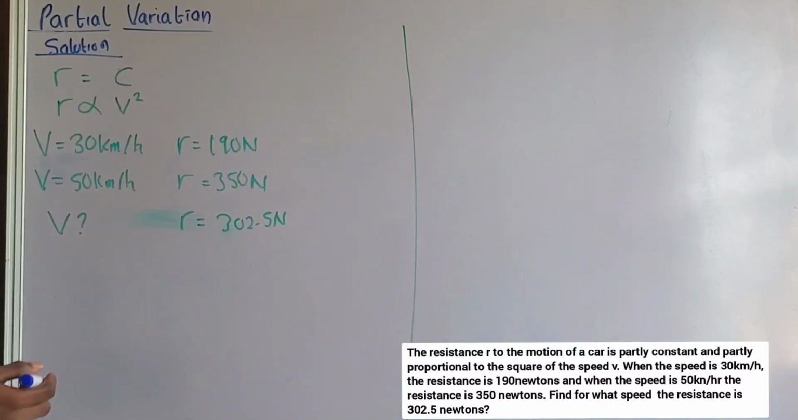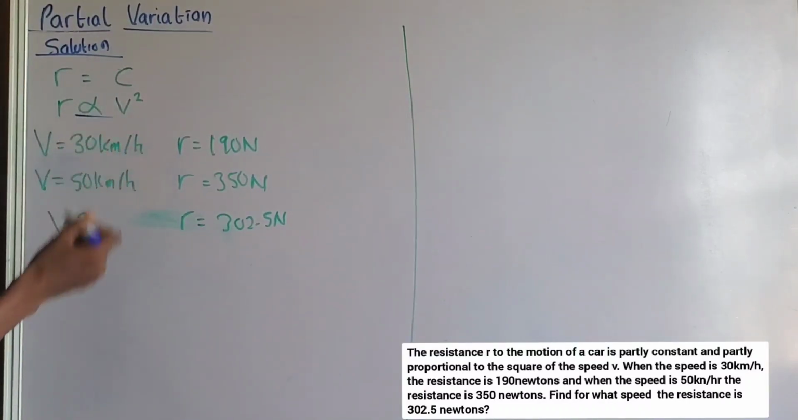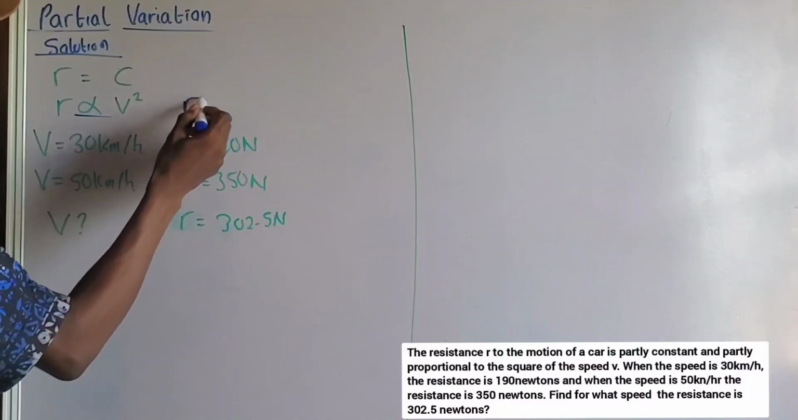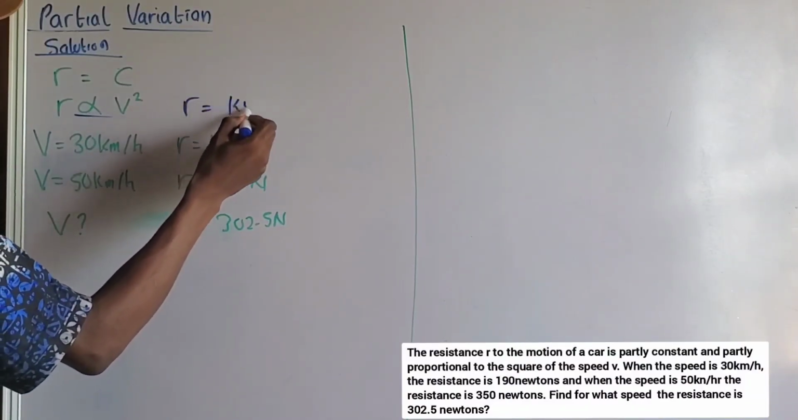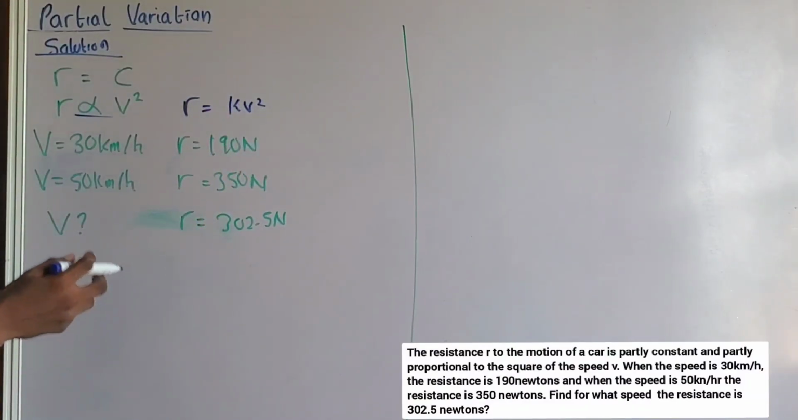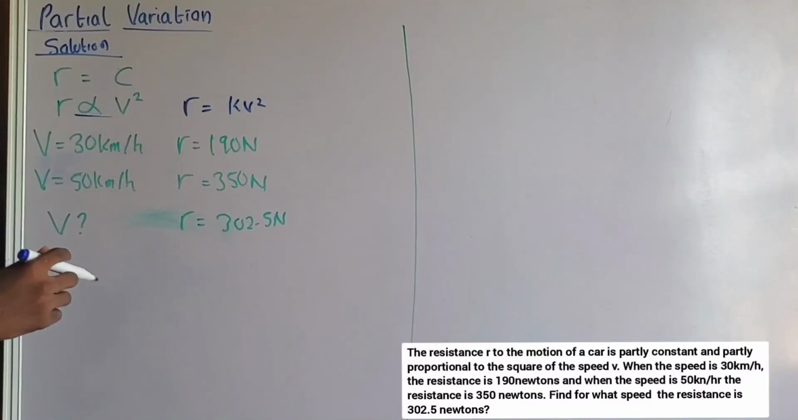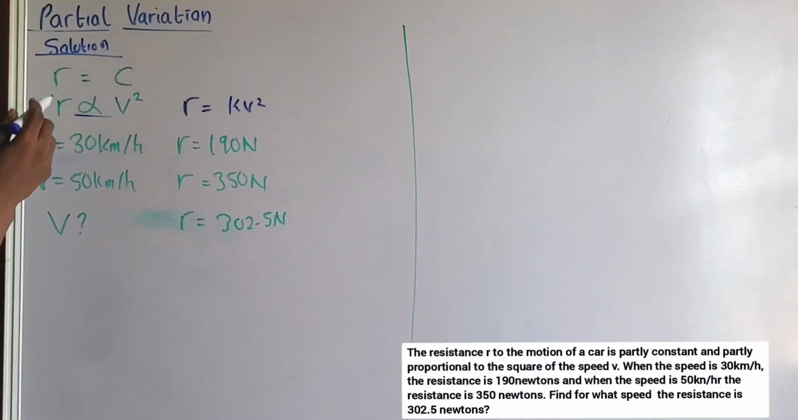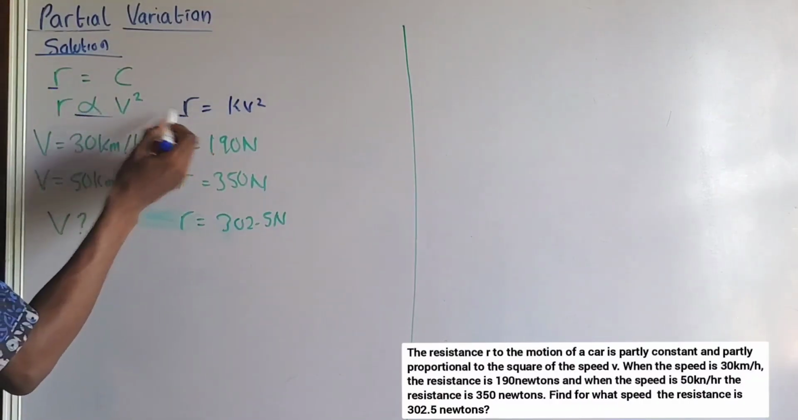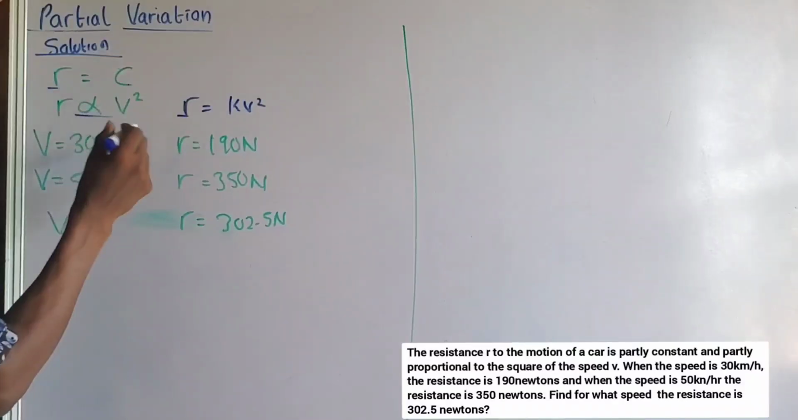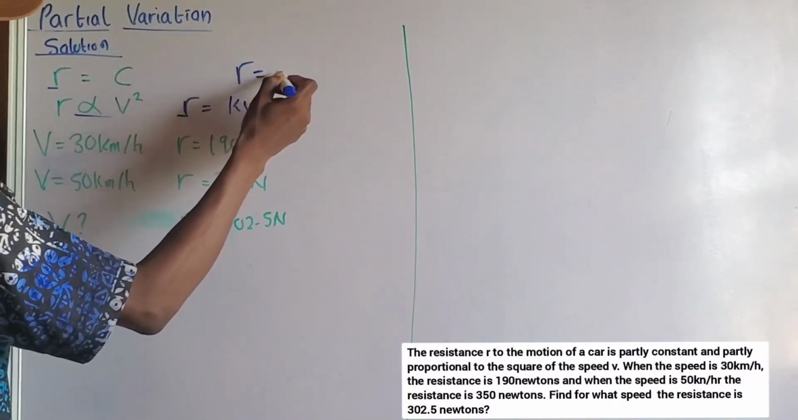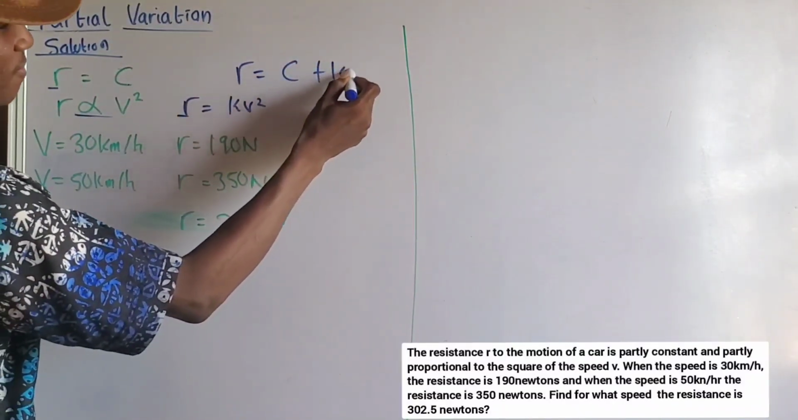Well, before we can do that, we first have to change this variation sign to an equals to sign. So I'm going to have R equals to KV squared. You understand? So we have to write a single expression for R. If you missed our previous class, I've already explained. If you want to write a single expression for R, we are going to add this and this together. So R is equals to C plus KV squared.